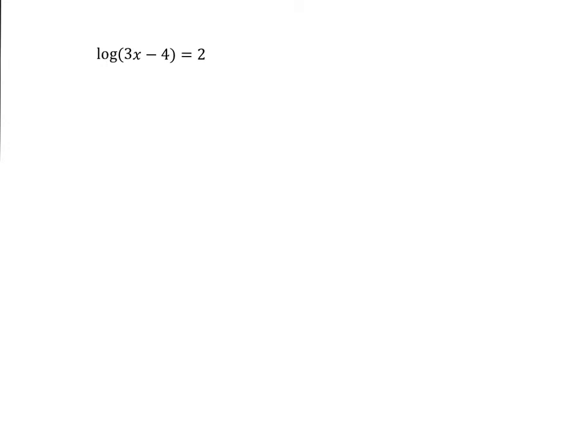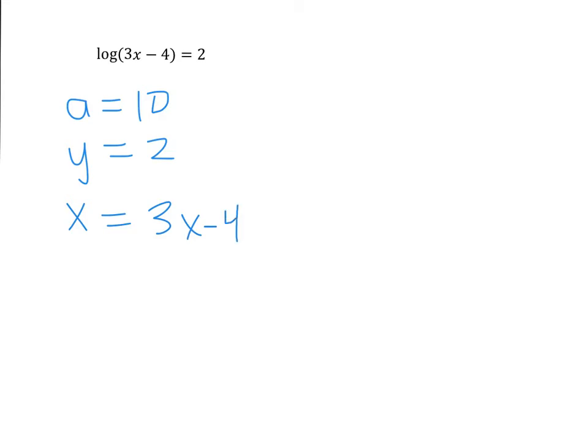Now let's look at this one. We want to rewrite it in exponential form. So let's identify the base. Well, because it's a common log, it's base of 10. The exponent is 2. And the result of the log is 3x minus 4. All right, so rewriting this, we are going to have the base of 10, exponent of 2 equal to 3x minus 4.